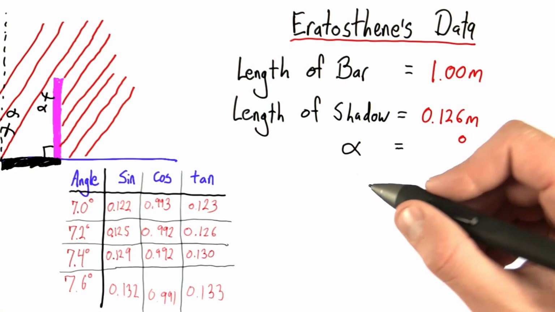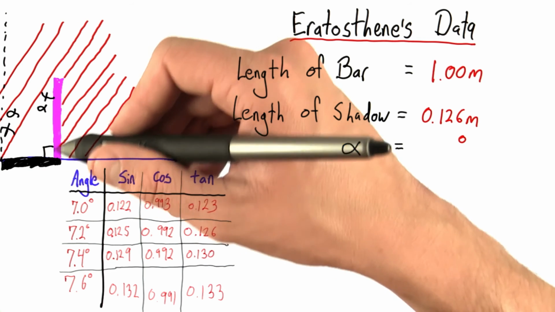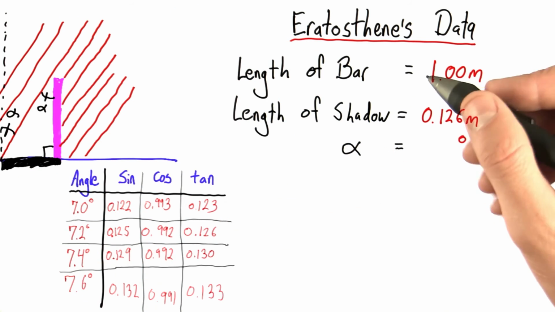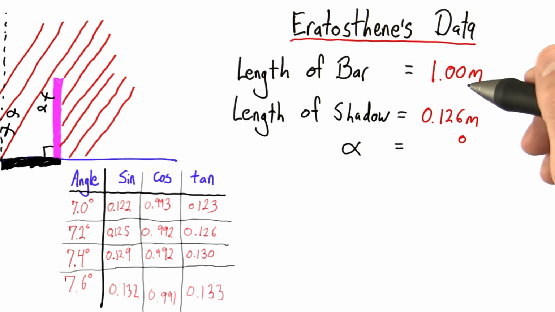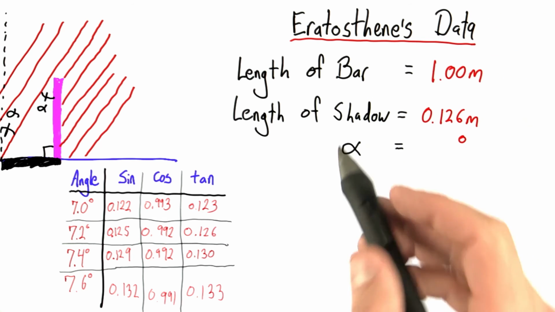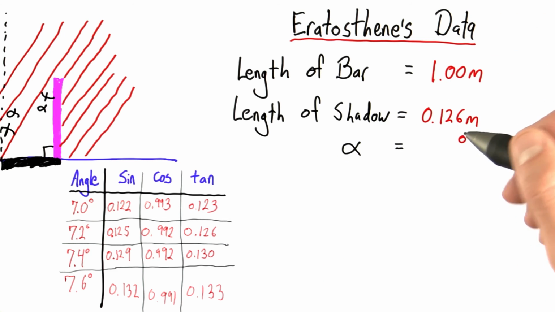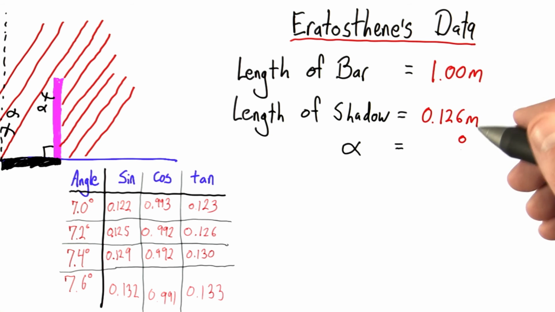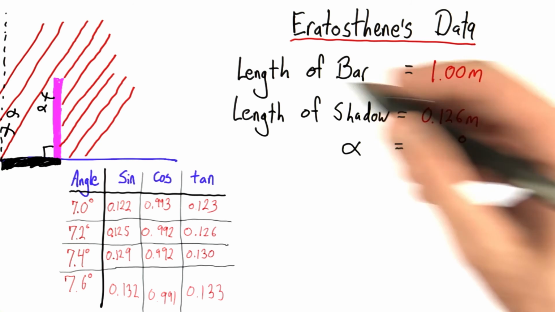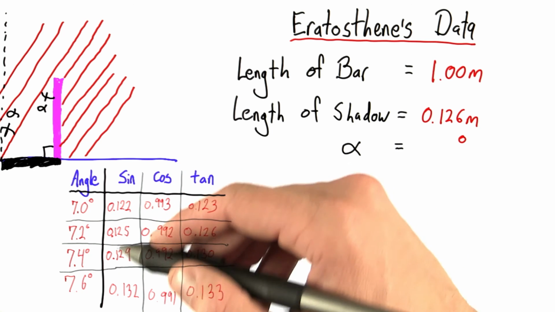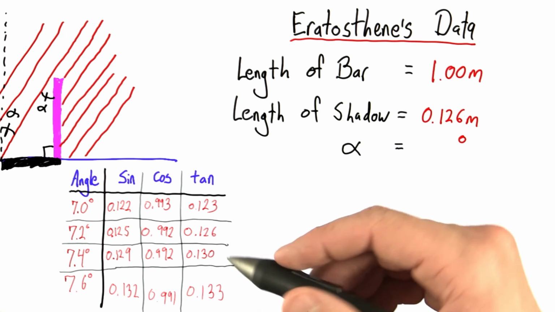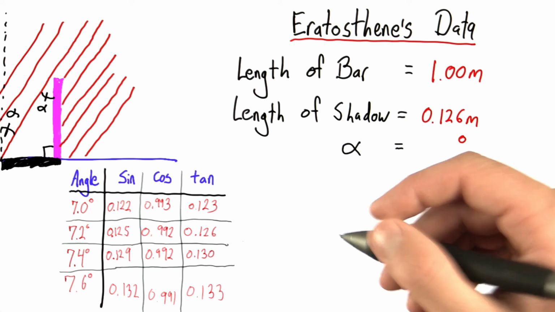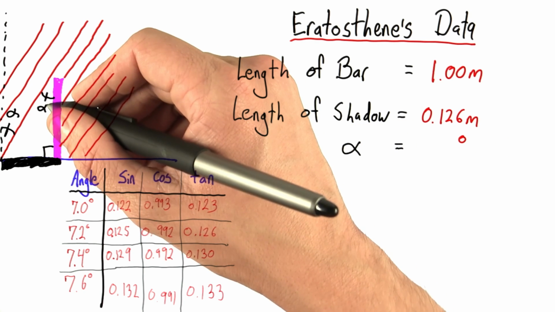So we've set up the experiment. We have our vertical bar with its shadow, and what Eratosthenes' data may have looked like was that the length of the bar would have been something around 1 meter, and the length of the shadow about 0.126 meters, which is 12.6 centimeters. He, of course, had access to his trigonometric tables, and here's a portion of one such table. Now, can you put yourself in Eratosthenes' shoes and tell me what is the value of alpha?